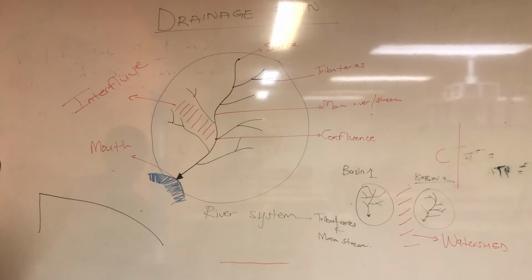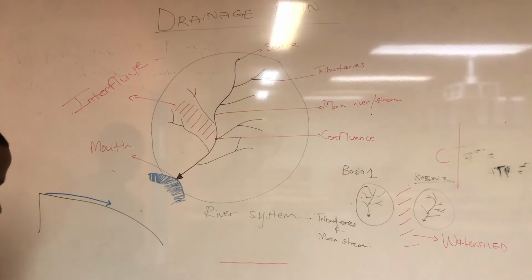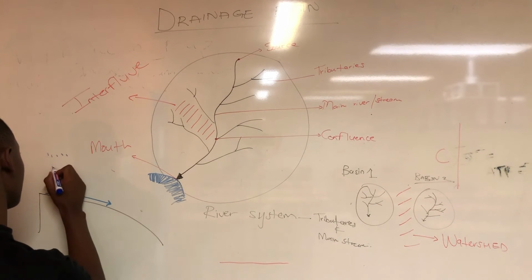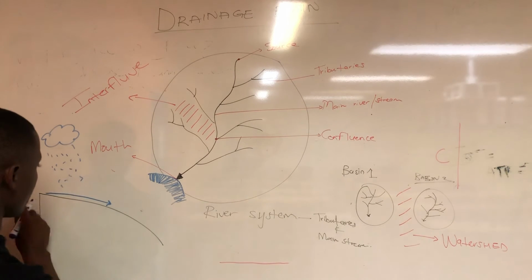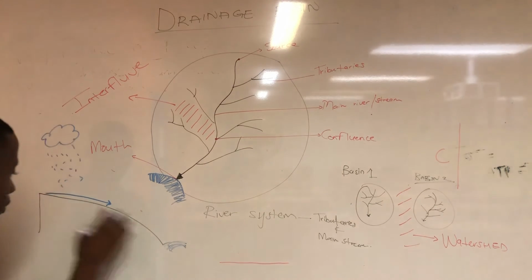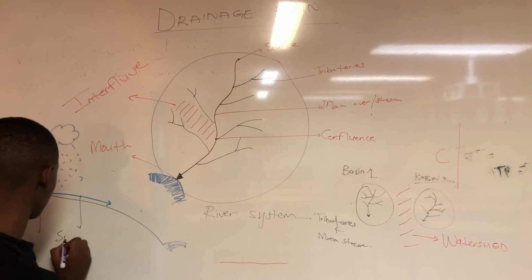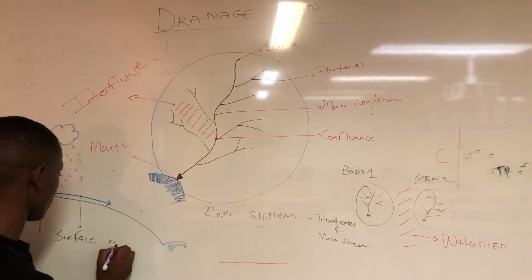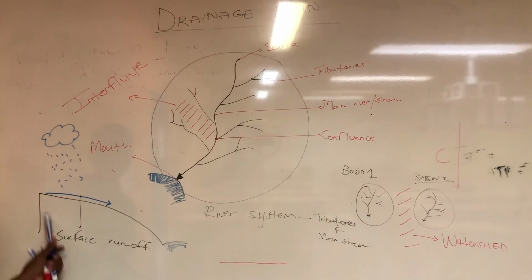The surface runoff, this is the water that's going to run down. This is going to be the surface runoff. The precipitation occurs, and the surface runoff goes into the rivers. So this is the surface runoff. So let's just use black. Surface runoff. Okay? This is the surface runoff.